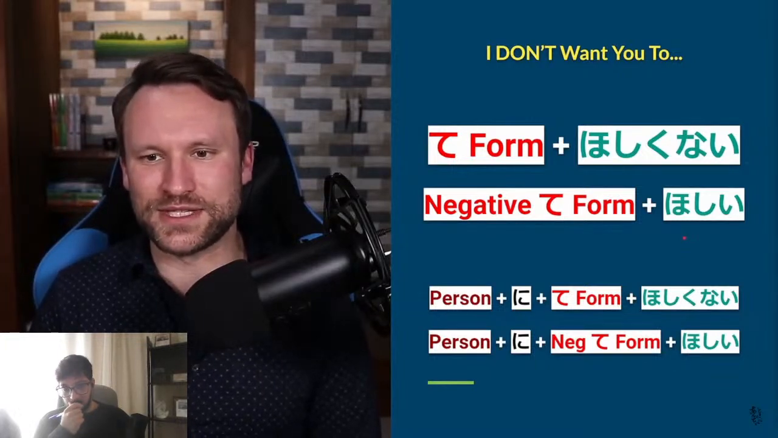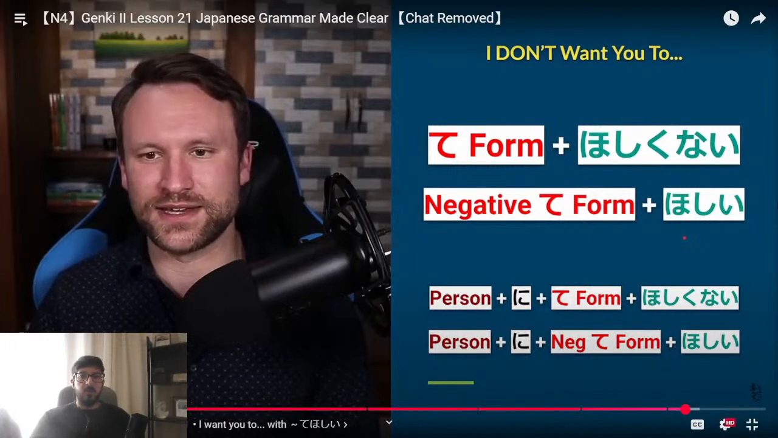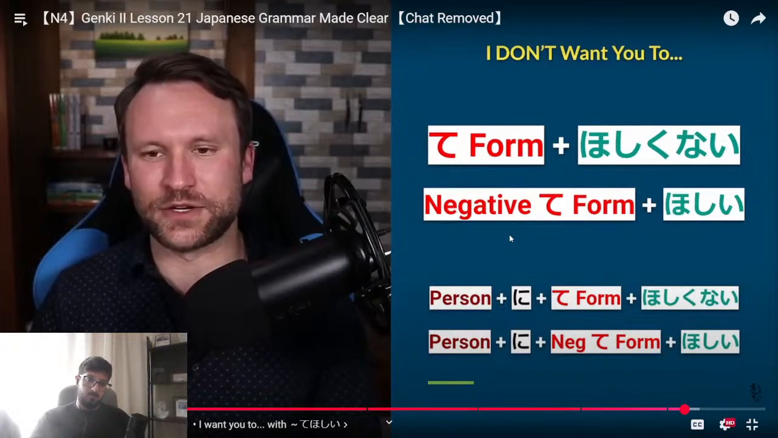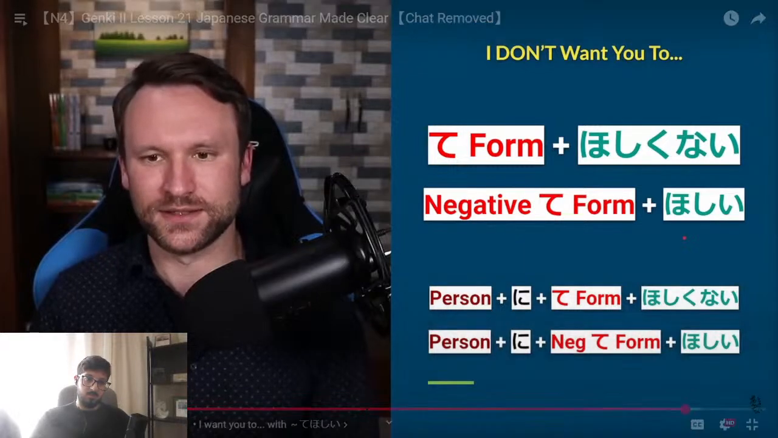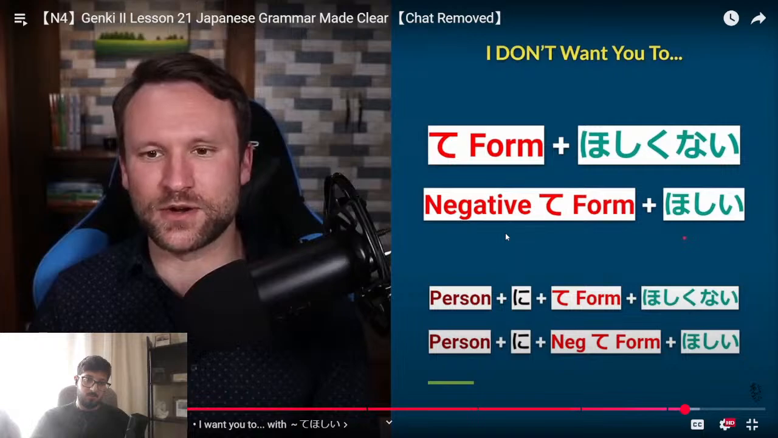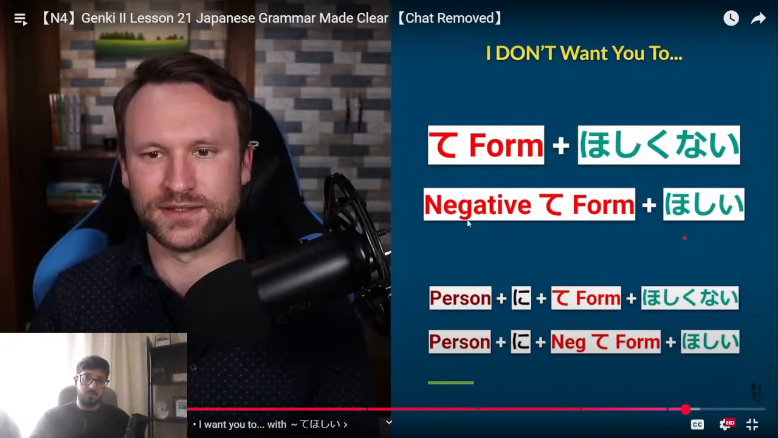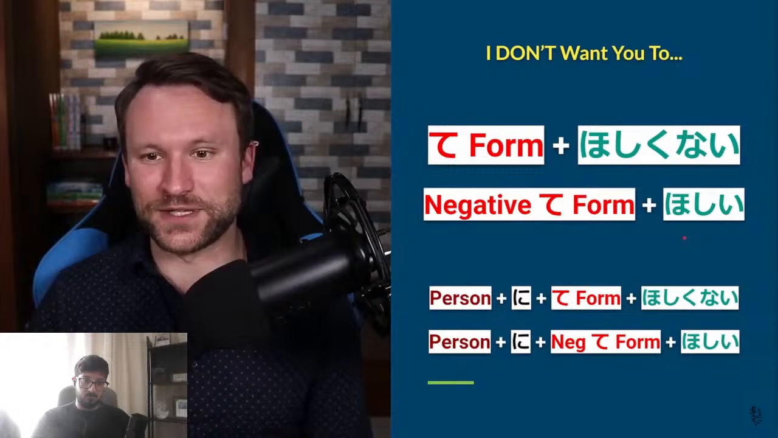So iwanai de hoshi is an explicit request, so it's a little bit more stronger, whereas ite hoshikunai is not necessarily an explicit request. Iwanai de hoshi, the negative te form, is an explicit request. It's not an explicit request. This is an explicit request. So this one is stronger than this one. That makes a lot of sense. Thank you for that, Tsubasa. That helps a lot, actually.